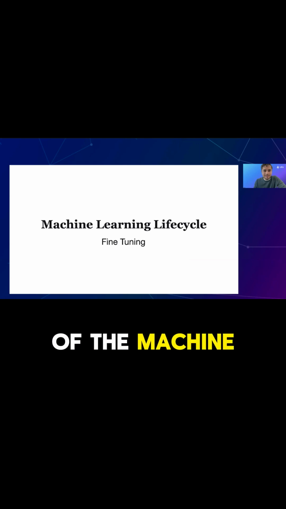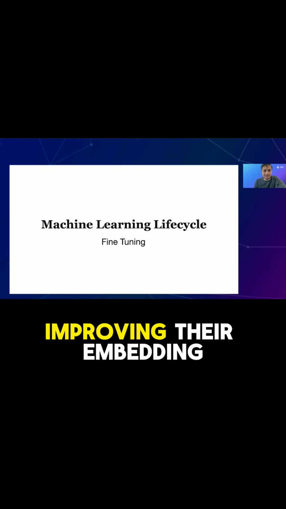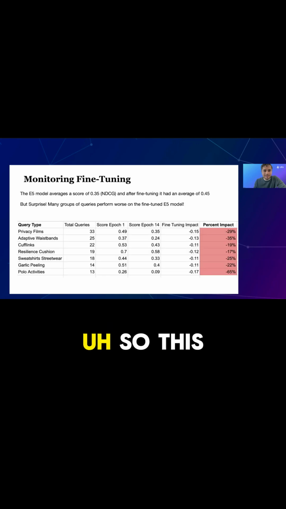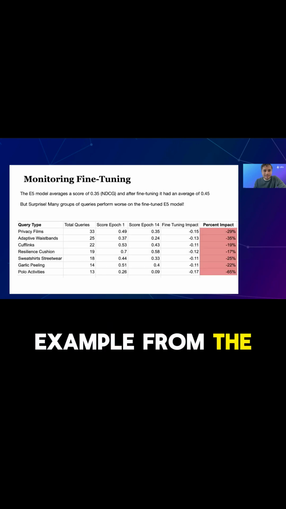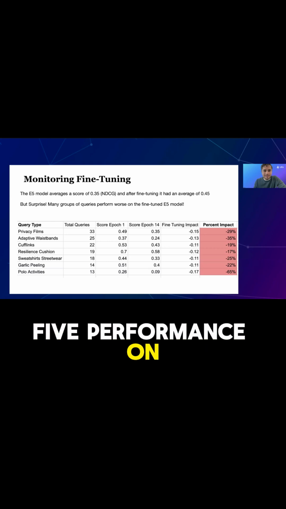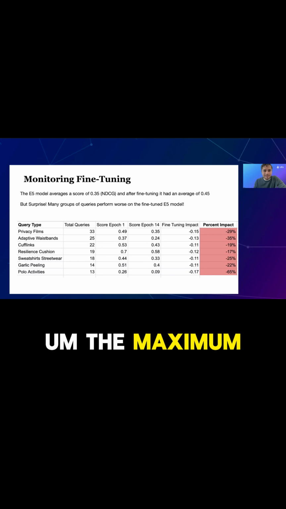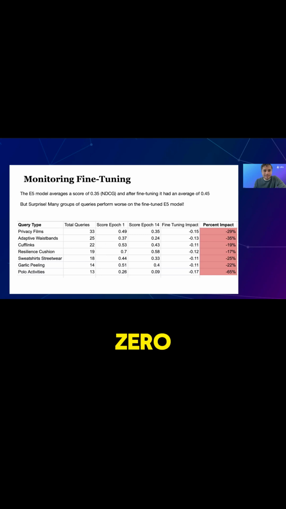The next part of the machine learning lifecycle that people care a lot about is fine-tuning, so actually improving their embedding model. This is a real example from the case study where we used a popular e-commerce fine-tuning algorithm, and we took the E5 model from a 0.35 performance on the data set to 0.45. The maximum is 1, the minimum is 0.